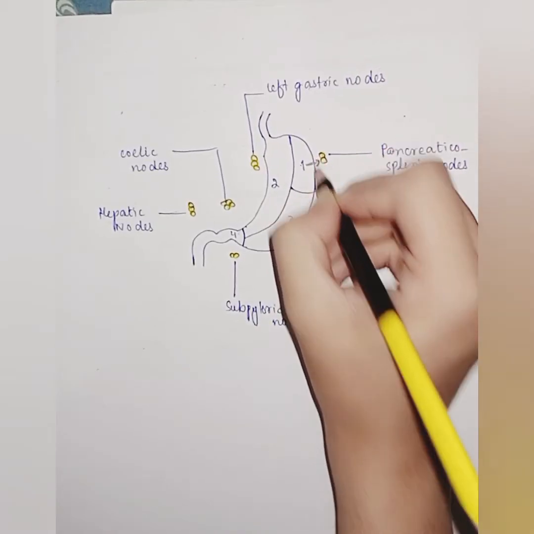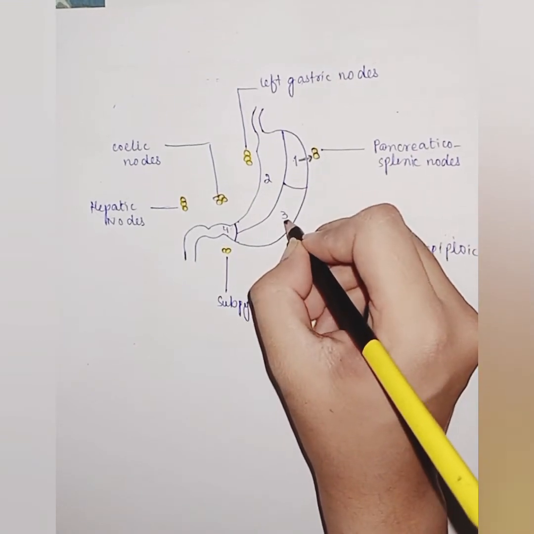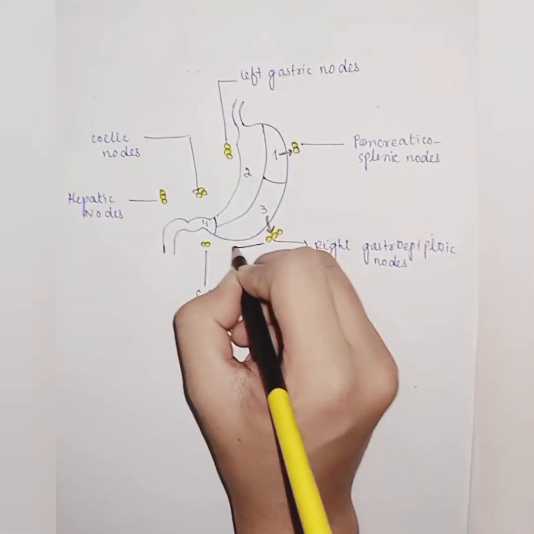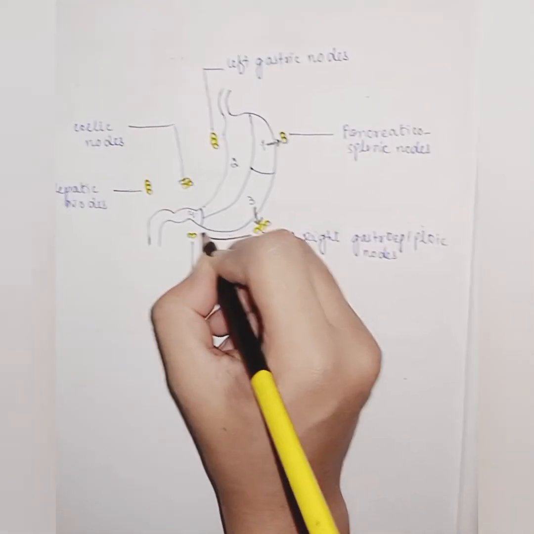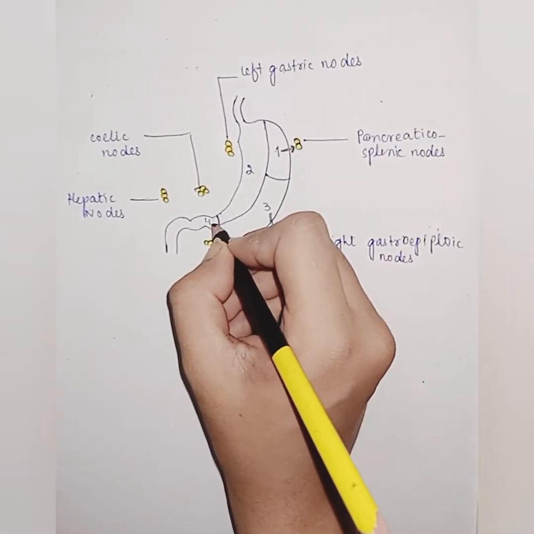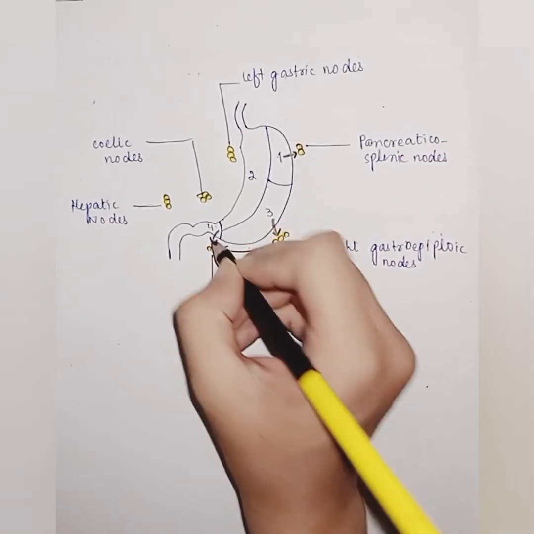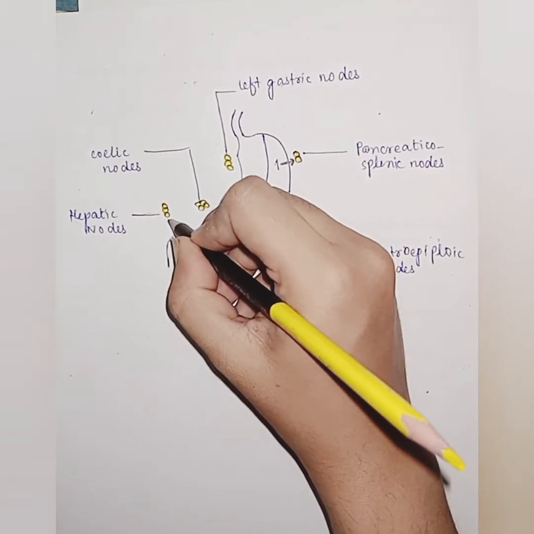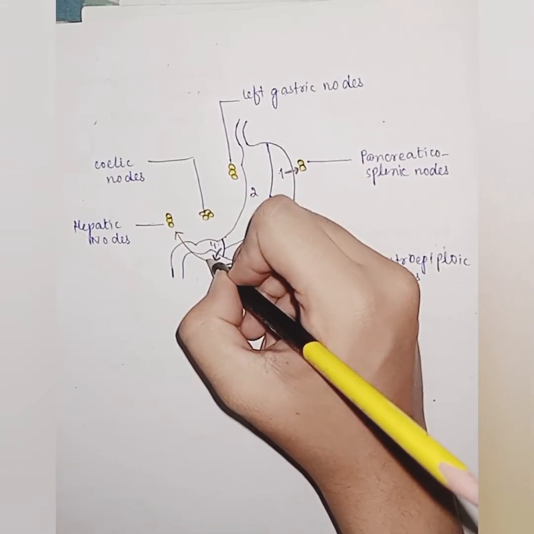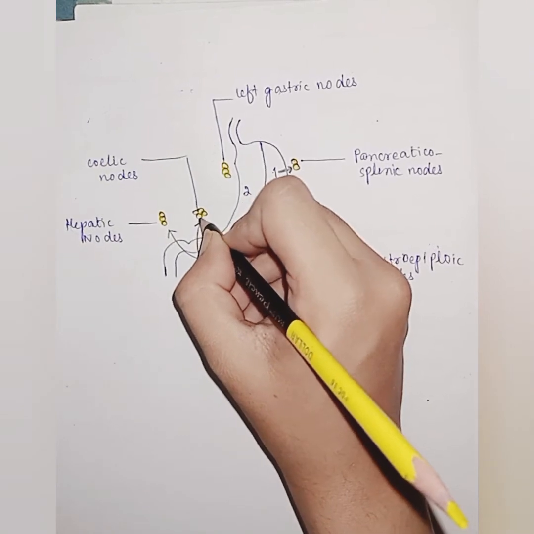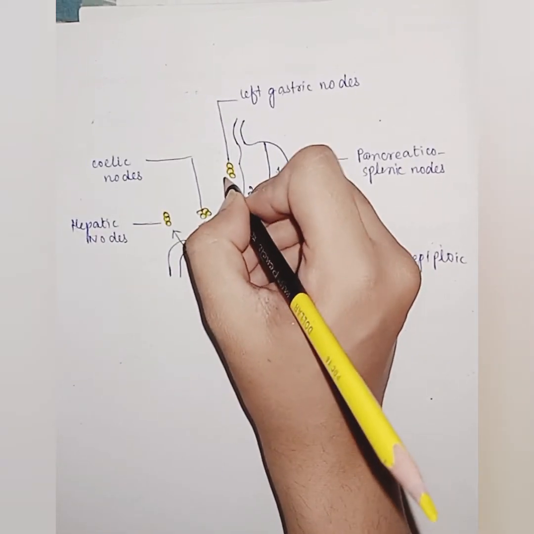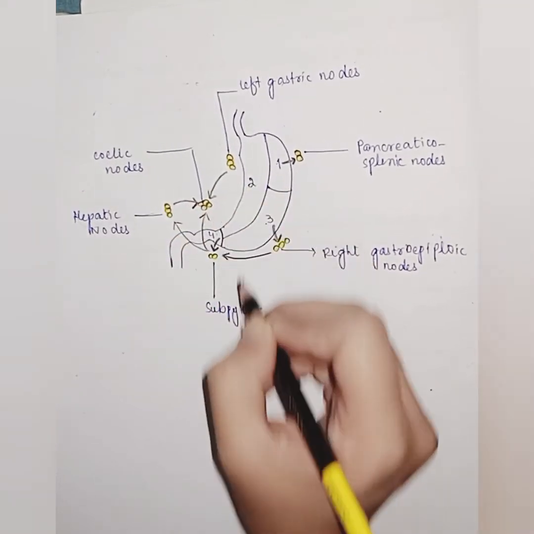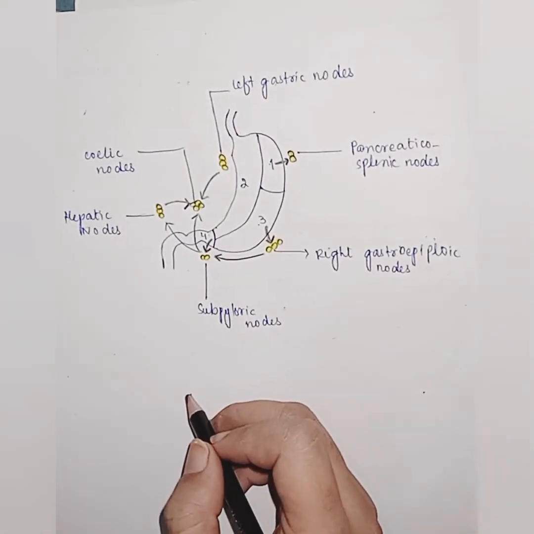This upper part of the left one-third drains into the pancreatico-splenic nodes. Then this lower part of the left one-third drains into the right gastroepiploic nodes. From there lymph goes to the subpyloric lymph nodes, and from the pyloric part it drains into subpyloric, and then from subpyloric it goes into the hepatic lymph nodes, and from hepatic finally the lymph goes into the celiac lymph nodes. And the right two-thirds drains into the left gastric nodes, and from the left gastric nodes finally lymph drains into the celiac nodes.